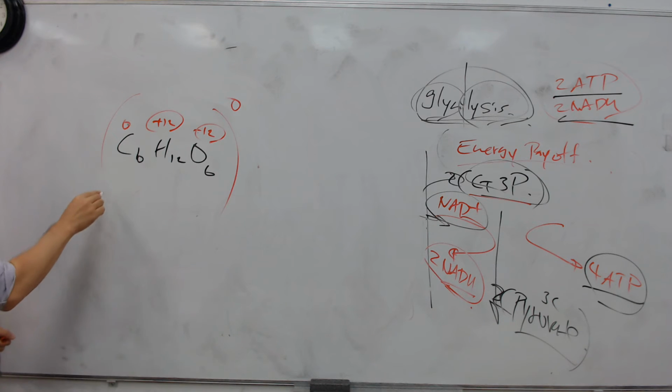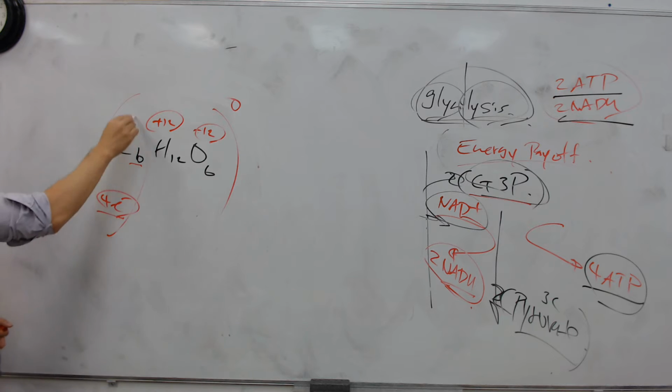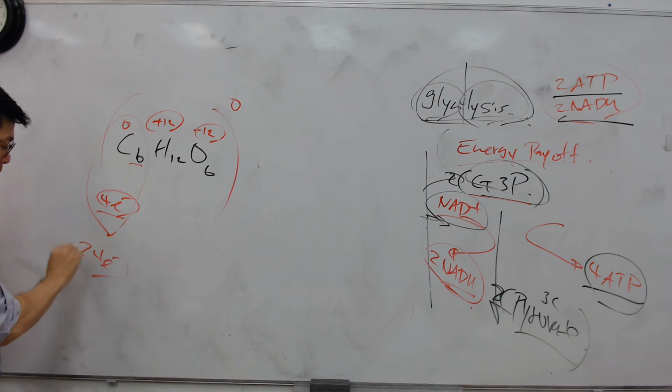Which means they still have their 4 valence electrons. They didn't lose any, and they didn't take more. There are 6 carbons that have 4 electrons each, which means overall they have 24 electrons that have to be taken out. You know what I'm saying?